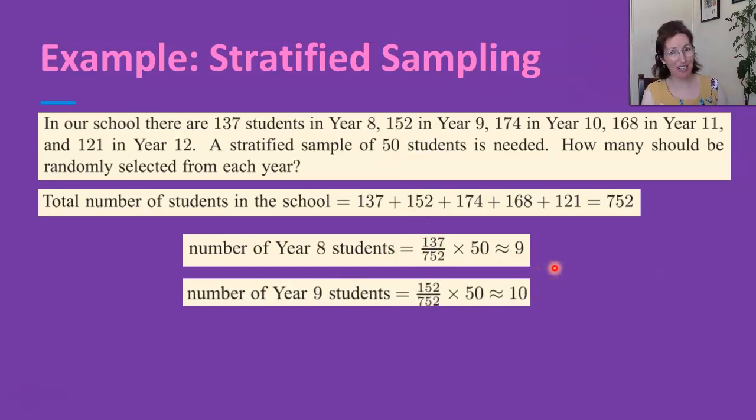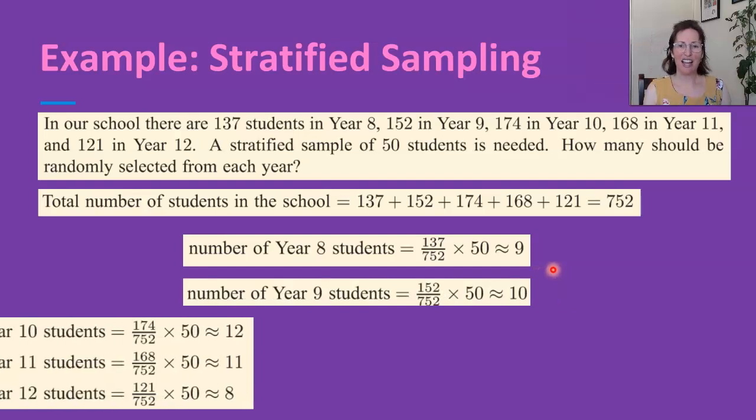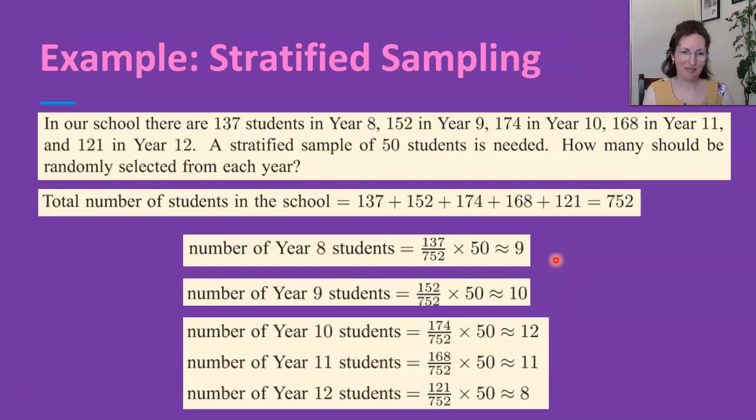There'll obviously be some rounding that needs to happen. And so here are the other 4 examples here, taking the population of each year level, dividing it by the total in the school, timesing it by 50 and rounding. Now, what needs to happen with each of those 5 numbers though? In total, they have to add to 50. So you just have to adjust that. You might have to check your rounding to make that happen.